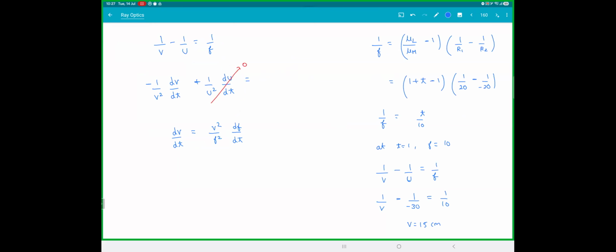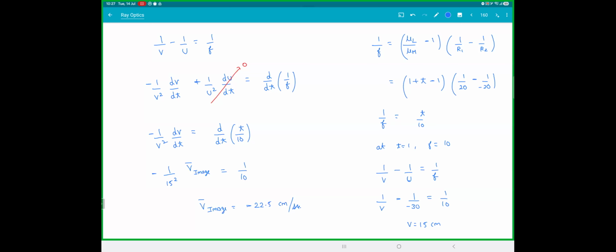I think I can actually make my life a little easy by doing this. So d by dt of 1 by f. So this is 1 by v square, and 1 by f is t by 10. So that's d by dt of t by 10. There, that's even better. So v value is 15 square. dv by dt is your velocity of the image. And this is 1 by 10. So velocity of the image will be minus 22.5. Minus indicates it's going opposite to the light rays.